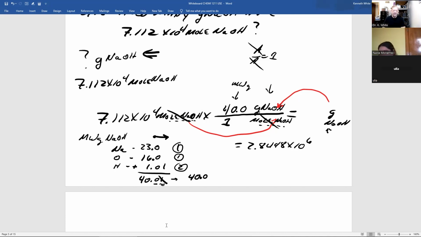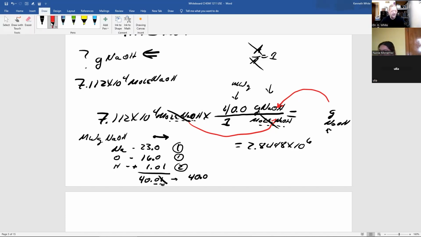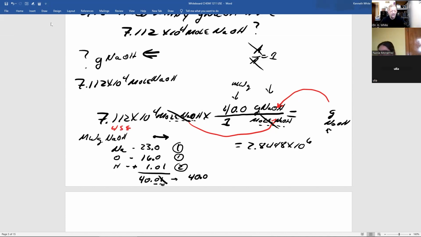But I'm not done, because you get the same number of significant figures in your answer as the number of significant figures that the number you're multiplying, dividing, that has the fewest significant figures. And if we look at this, this has 4 significant figures. This has 3 significant figures. This 1 is an exact number, which plays no role. So I'm going to let you round off 2.8448 times 10 to the 6th to the right number for this answer, and then I'll do it.